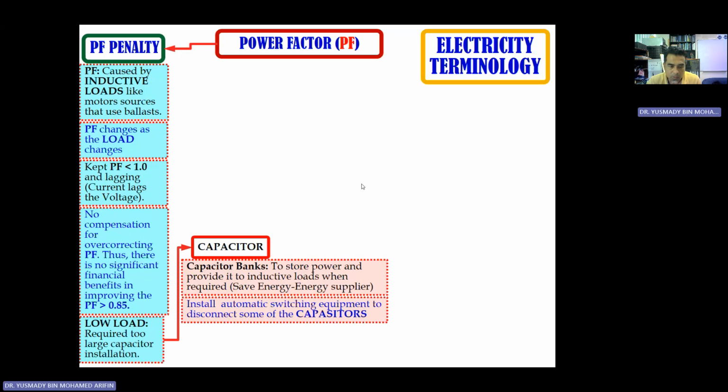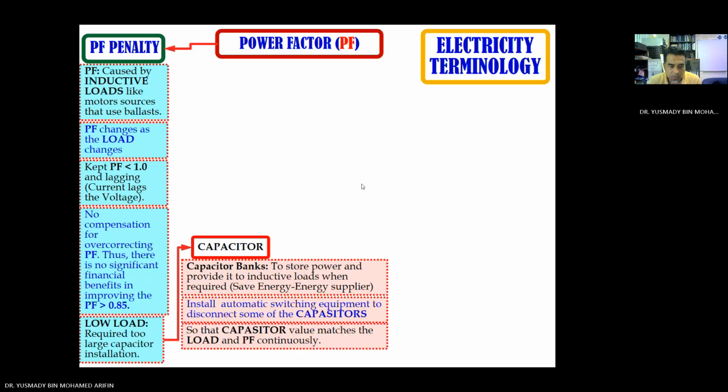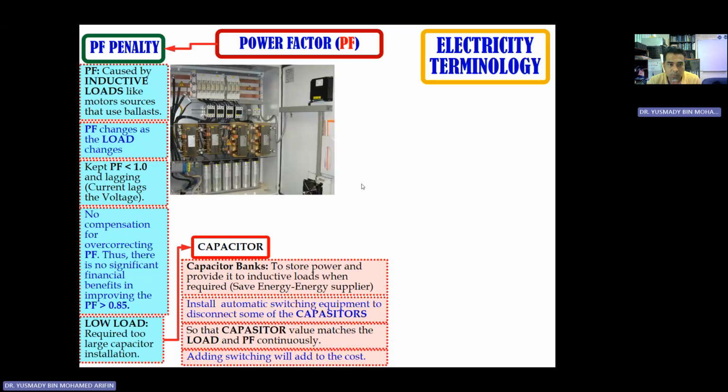Sometimes we need to install automatic switching equipment to disconnect some of the capacitors to save energy, so that the capacitor value matches the load and also the power factor continuously. By adding the switching, we also add to the total cost. So these are the actual features of the capacitor bank.